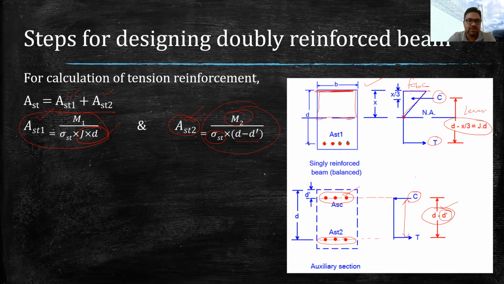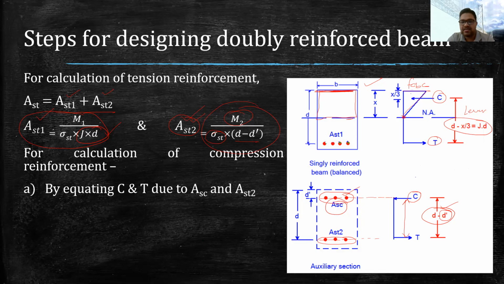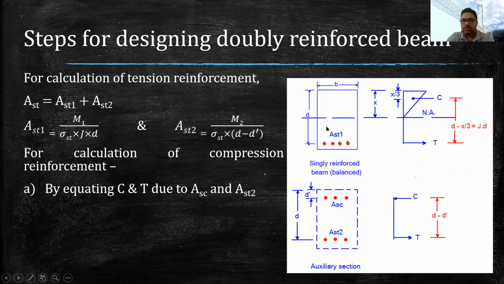Now we are going to see how we find out the area of steel in compression, which is ASC. Area of steel in compression, which is ASC, can be calculated in two ways. First way is by equating the C and T due to ASC and AST2. As I discussed just now, this ASC will be offering C and this AST2 will be offering T. So if we equate C and T, then we can calculate the value of ASC.